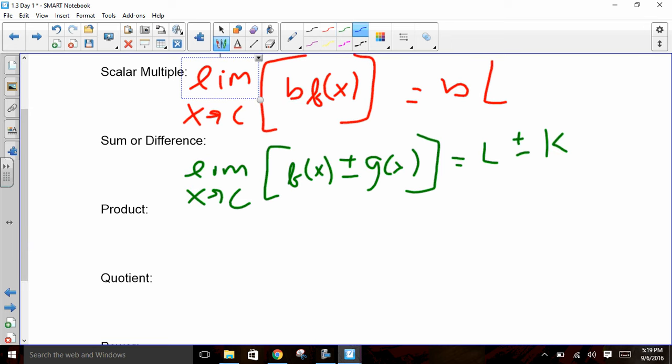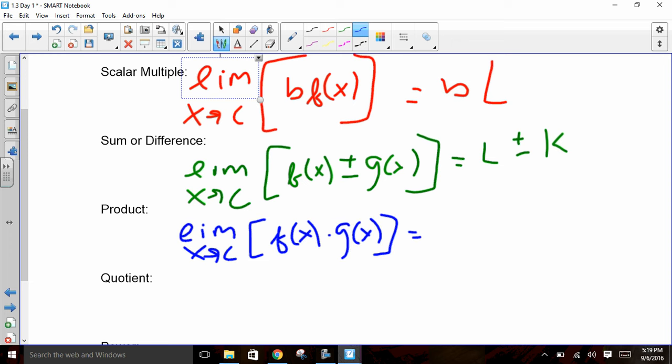Okay, let's go ahead and talk about the product rule. So I'm taking the limit as x approaches some value of f of x times g of x. Then that product is just going to be L times k.